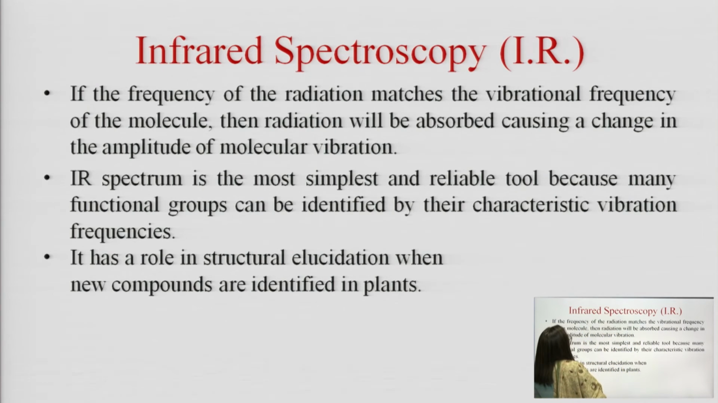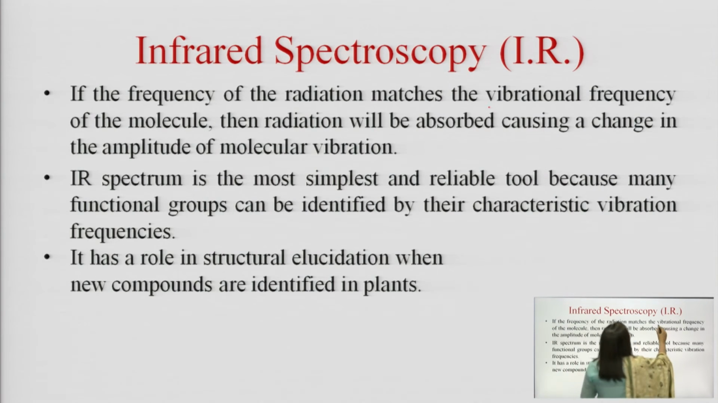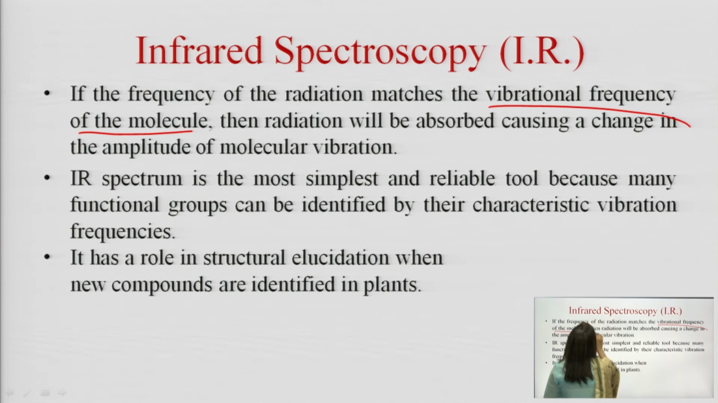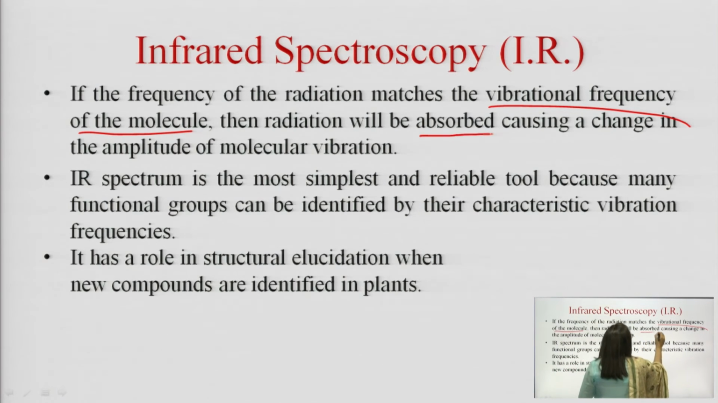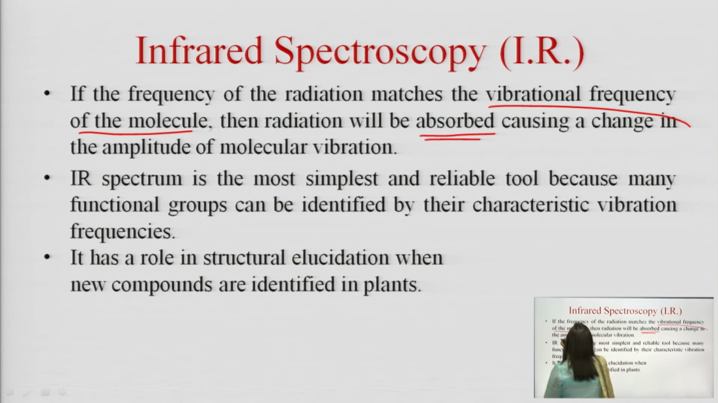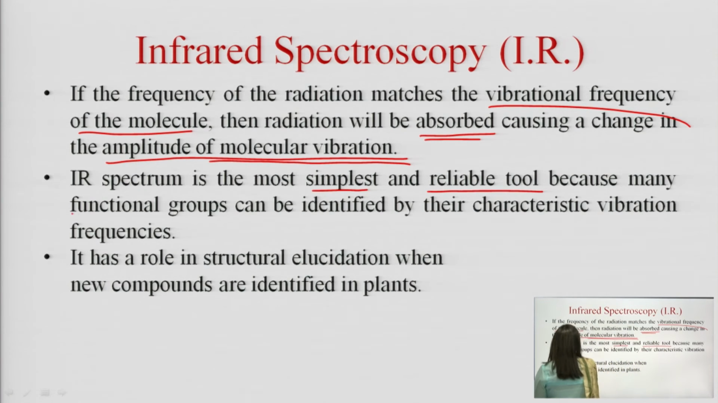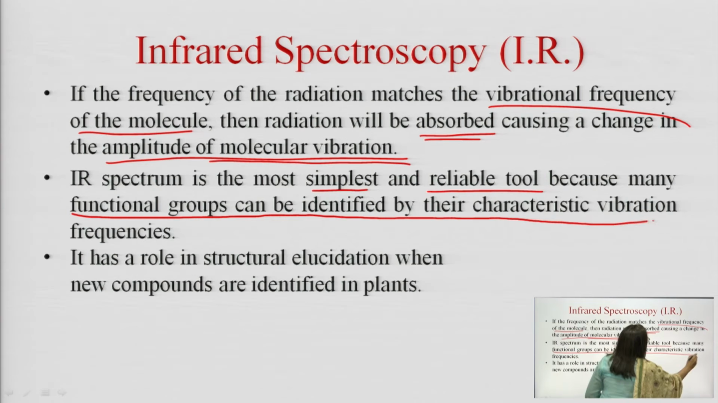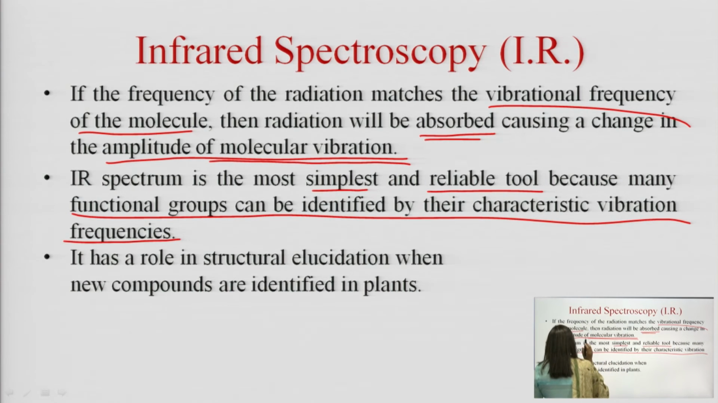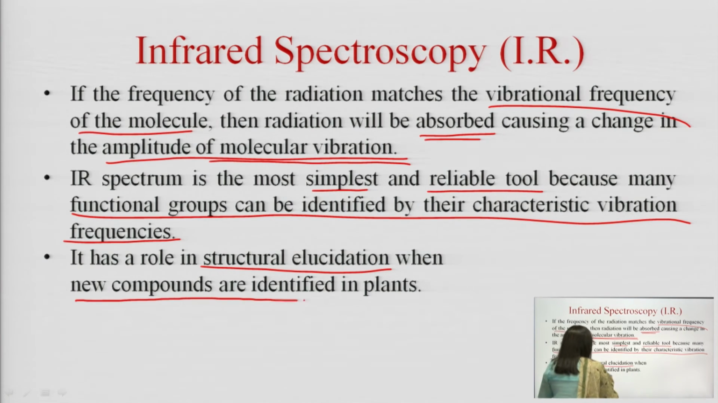If the frequency of radiation matches the vibrational frequency of the molecule, then the radiation will be absorbed, causing a change in the amplitude of the molecular vibration. IR spectrum is the simplest and most reliable tool because many functional groups can be identified by their characteristic vibrational frequencies. It has a role in structural elucidation, in particular with the new compounds in the plants.